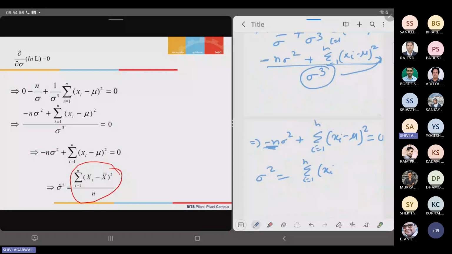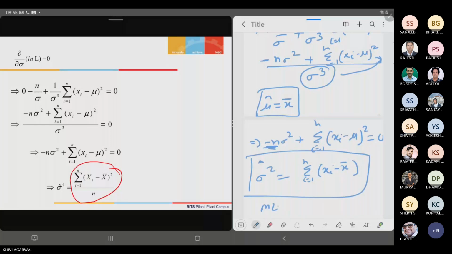So sigma square and mu is unknown. So instead of mu, what are we using? We are using x bar, because we have already identified that mu hat is equal to x bar. This is the final formula for the MLE of sigma square.